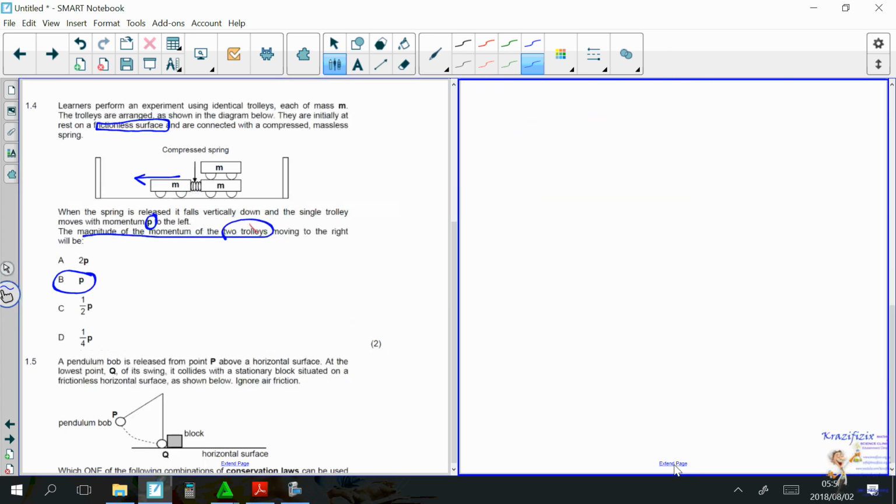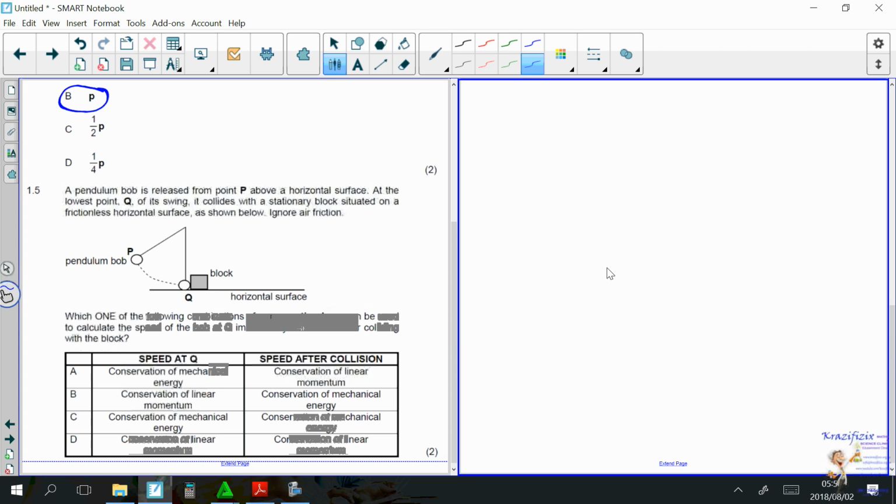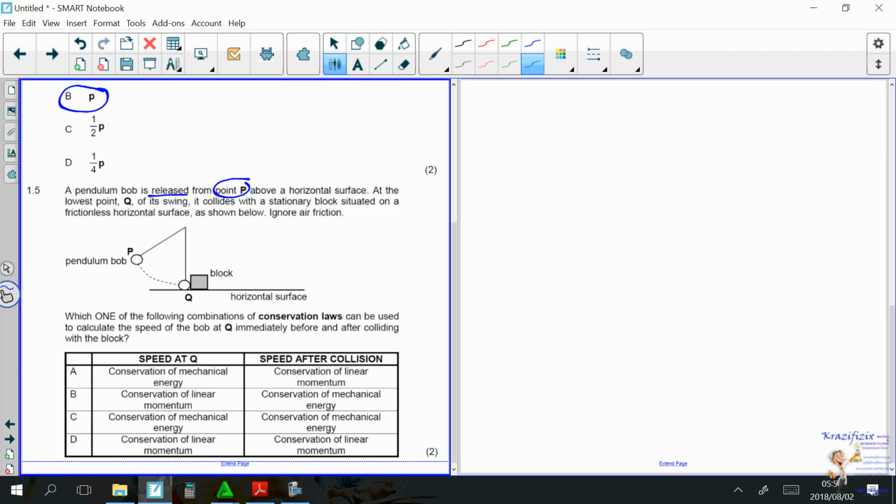All right. Question 1.5. A pendulum bob is released from rest from point P above a horizontal surface. At the lowest point Q of its swing, it collides with a stationary block, right?